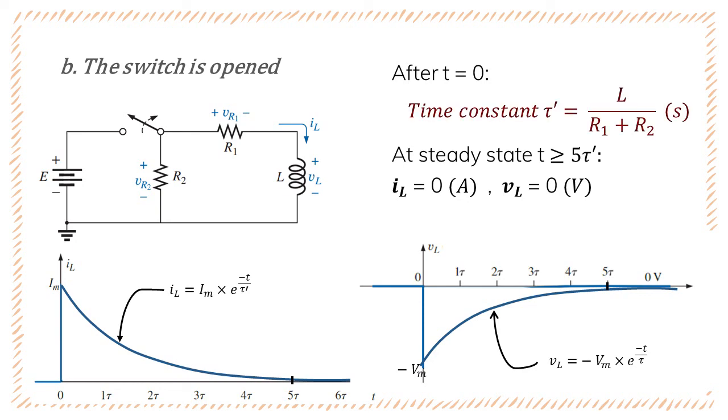Notice that the new time constant now is defined using the inductance and the new total resistance, which is equal to L over the sum of R1 and R2.